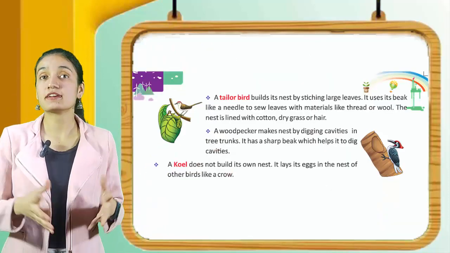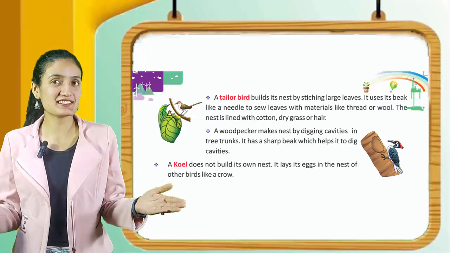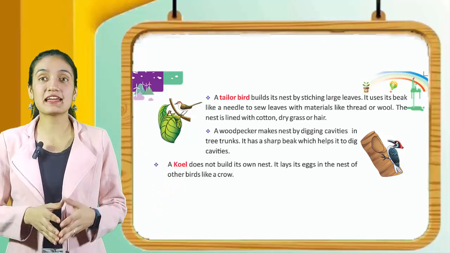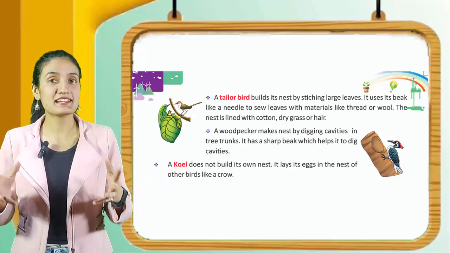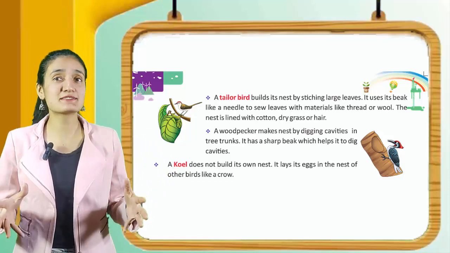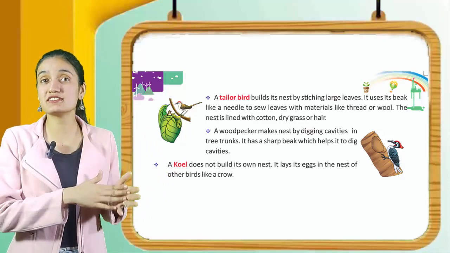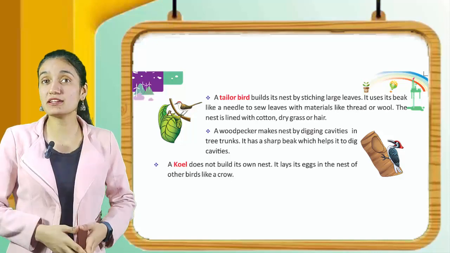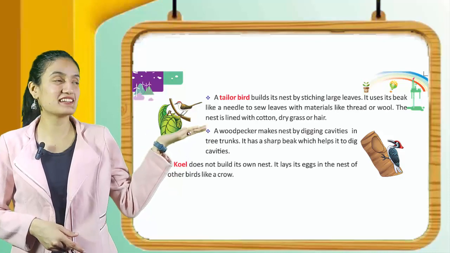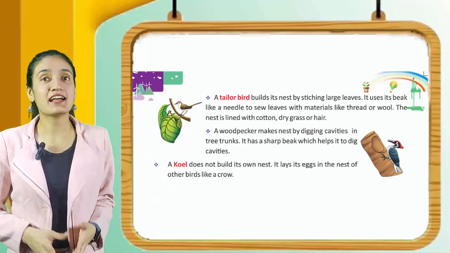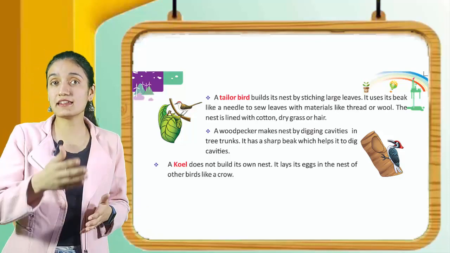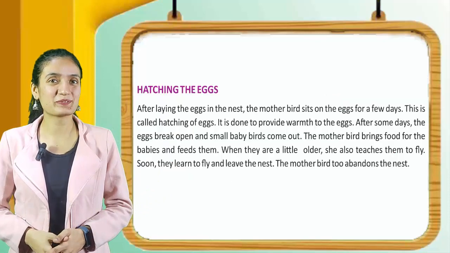A tailor bird builds its nest by stitching large leaves. It uses its beak like a needle to sew leaves with materials like thread or wool. The nest is lined with cotton, dry grass or hair. A woodpecker makes its nest by digging cavities in a tree's trunk. It has a sharp beak which helps it to dig cavities. You can see a woodpecker digging in a tree's trunk. Next, a quail does not build its own nest. It lays its eggs in the nest of other birds like a crow.